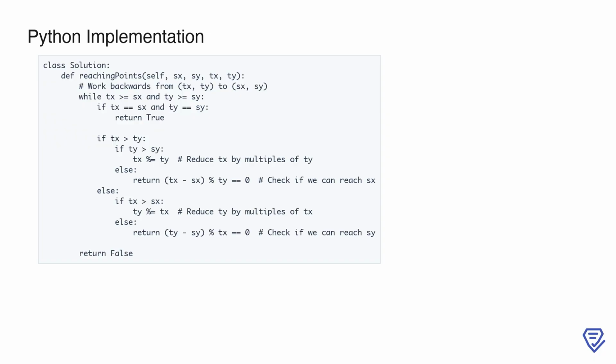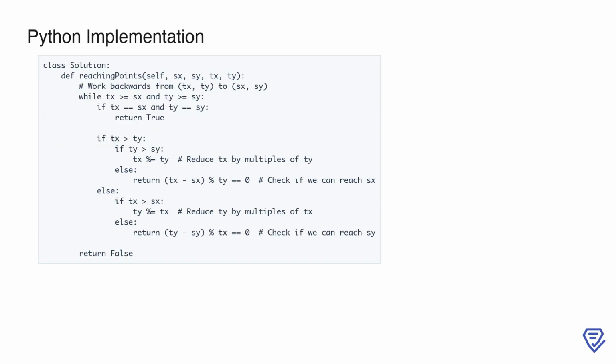If ty is not greater than sy, the function checks whether tx - sx is divisible by ty. If this condition holds, it implies that tx can be reduced to match sx exactly by repeatedly subtracting ty. Similarly, if ty is greater than tx, the function reduces ty using the modulus operation, ty %= tx, if tx is greater than sx. Otherwise, it verifies if ty - sy is divisible by tx, which would allow ty to be reduced to sy. The loop terminates when neither coordinate can be reduced further, and the function returns false if the starting point, sx, sy, cannot be reached.